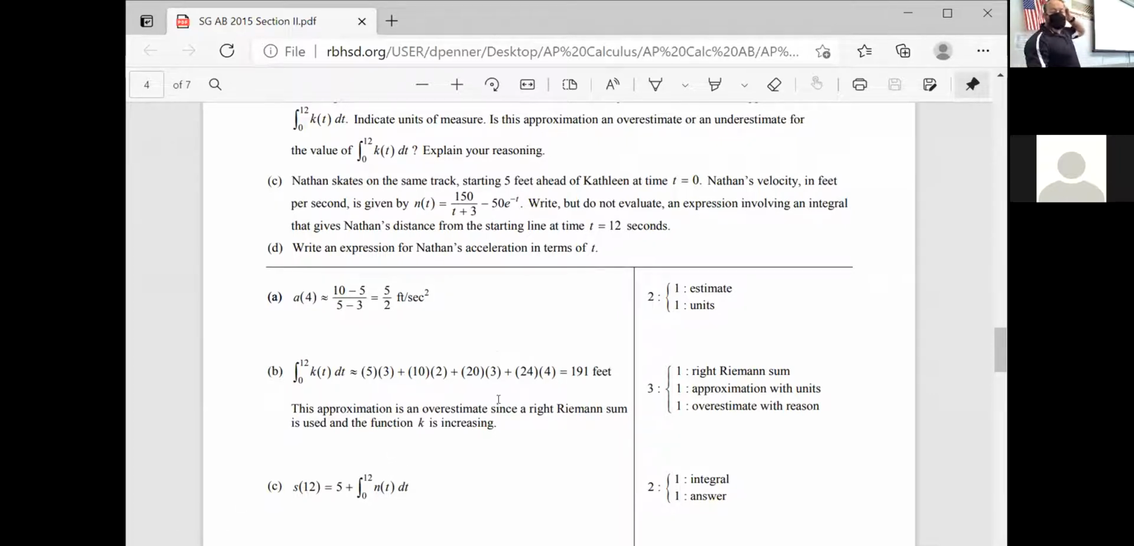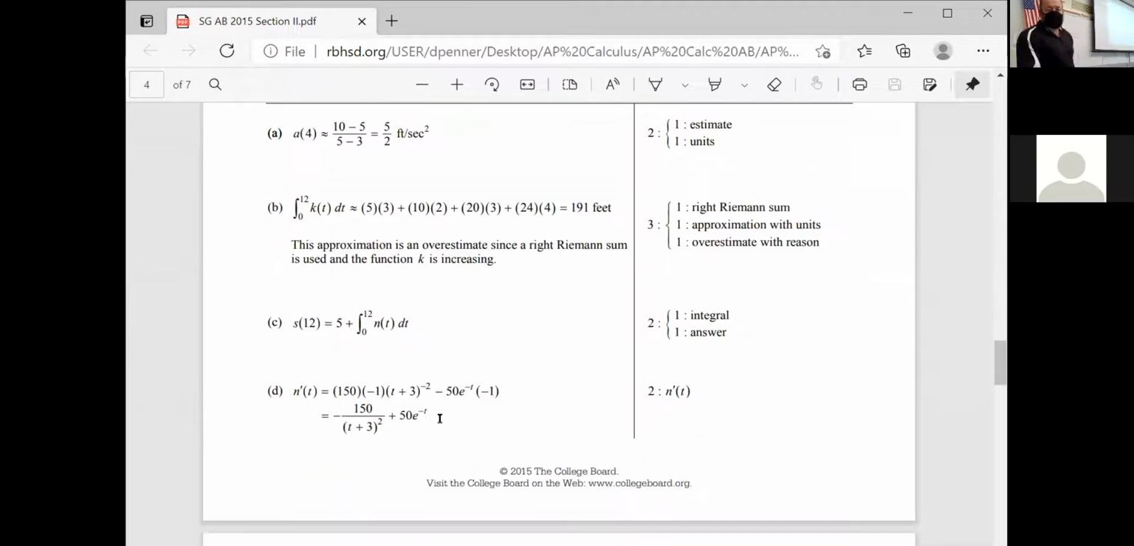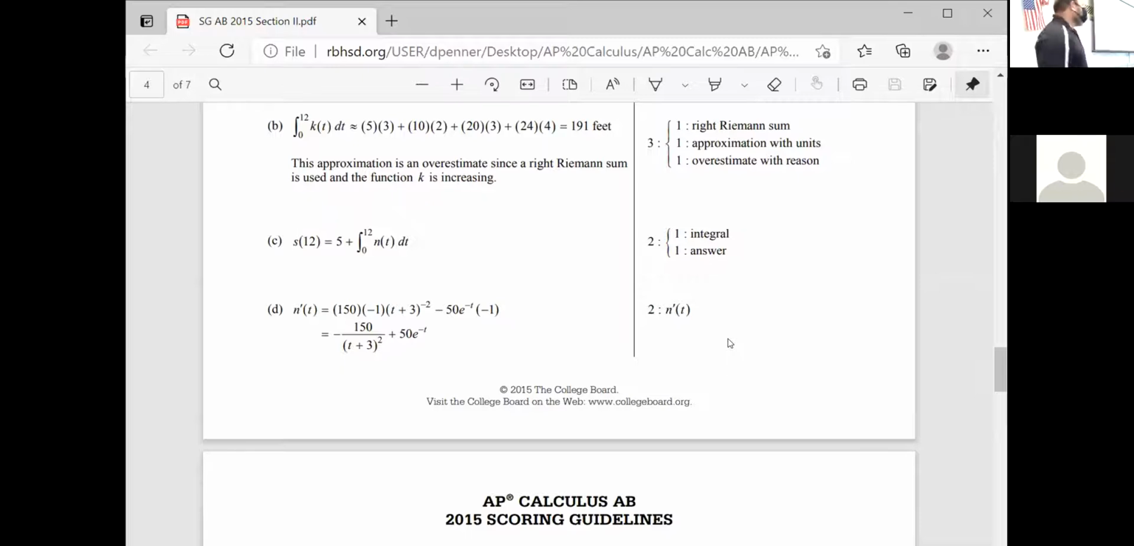So notice they said it's an overestimate since it's a right Riemann sum used and it's increasing. So then going down a little bit, 1 point for your integral and 1 point for your answer, which is kind of funny because the answer is mainly just the integral. But I mean, arguably you needed to put the 5 in there. And then last, they just gave you 2 points. Now, do you think they probably gave you 1 point for each of the independent derivatives that are sitting there? I think that would be the interpretation, but they did not specify. So that's, again, my interpretation. But they're just saying 2 points for your happy little integral. Now, I think when I was walking around, I saw most of you kind of like this fourth problem too.